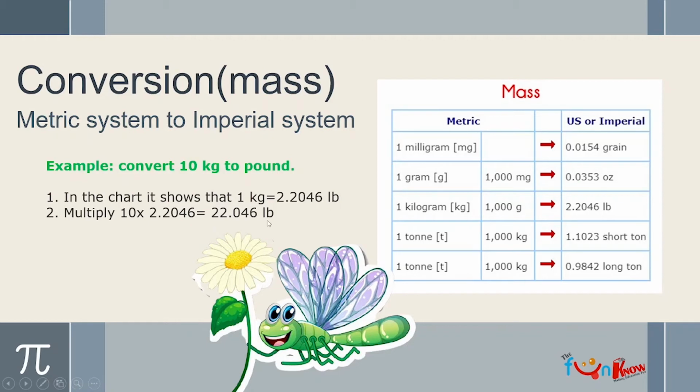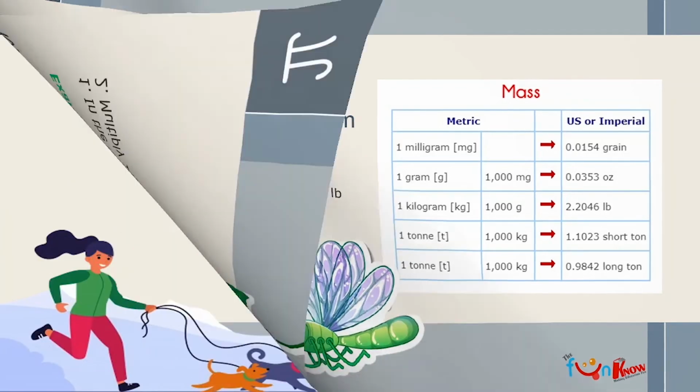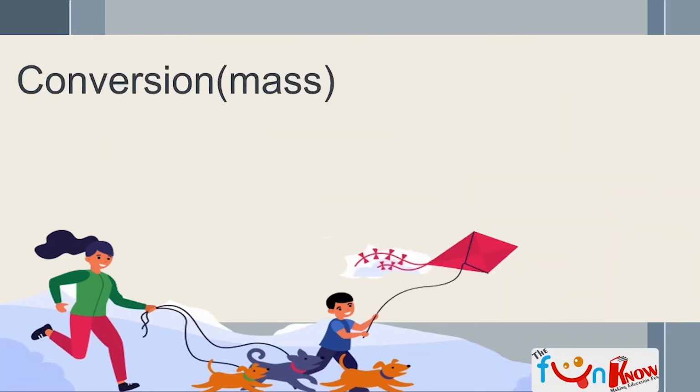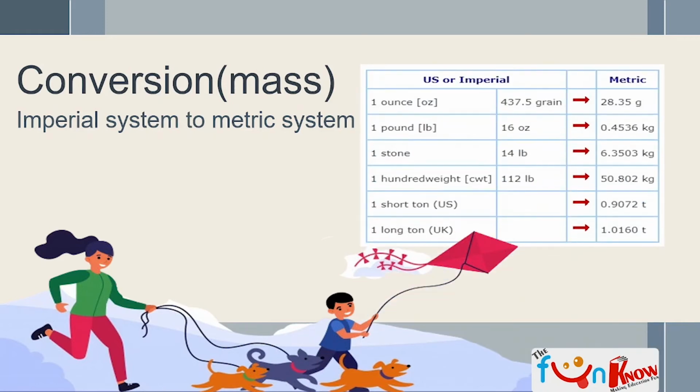Don't forget to write the units, students, because units are very important when you are converting a value. Everywhere units are very important. So you have to remember these units. Next, students, we'll see conversion of mass only, but here we'll see conversion of imperial system to metric system. Earlier we have seen metric to imperial. Now we are going to see imperial to metric system.